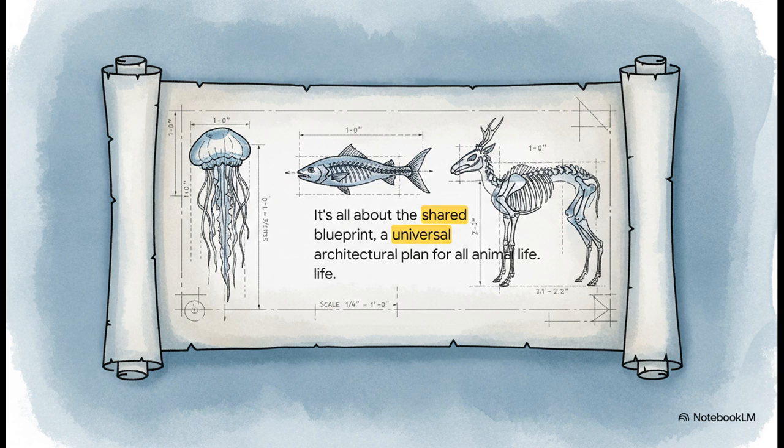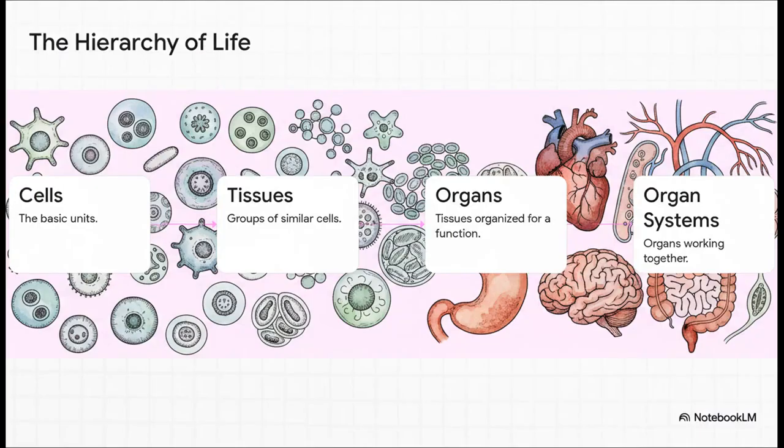You know, from the tiniest, simplest creatures to the most complex mammals like us, all animal life is assembled using the same basic set of building blocks. They're all organized in a super specific way. It's like a universal architectural plan for life. And that plan works as a hierarchy.